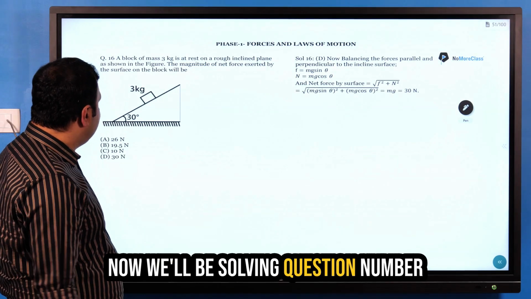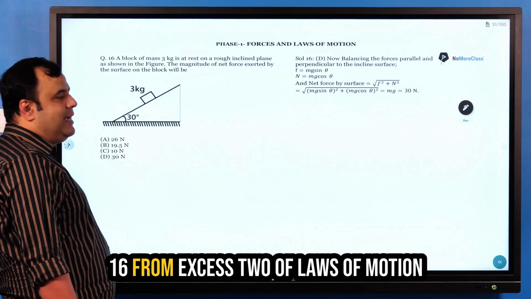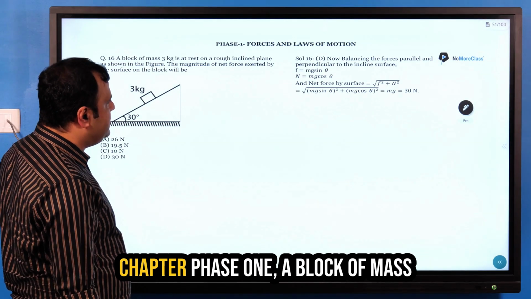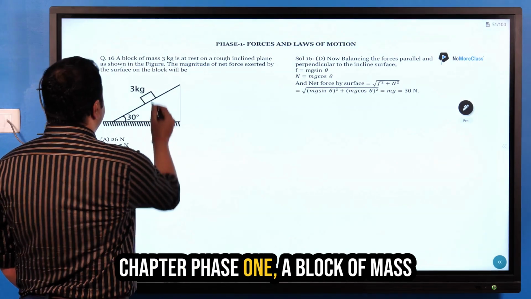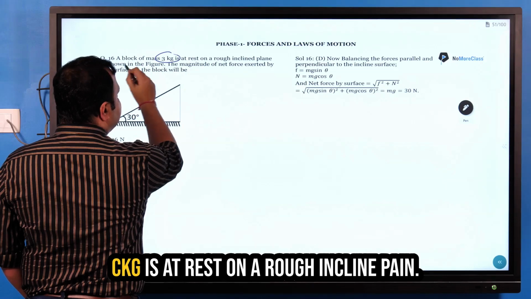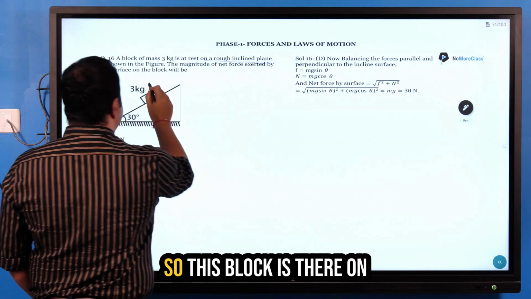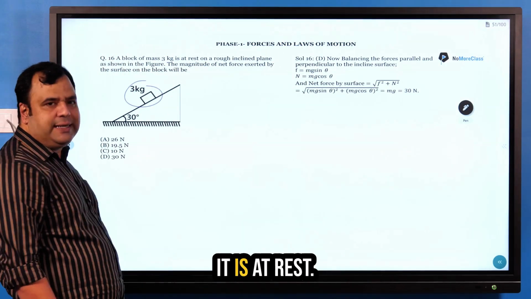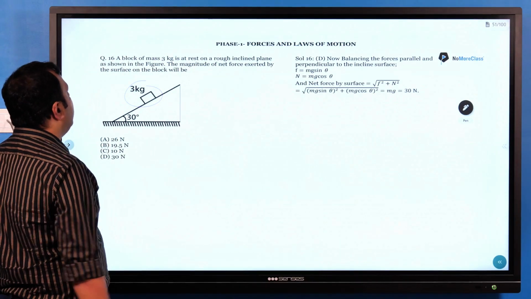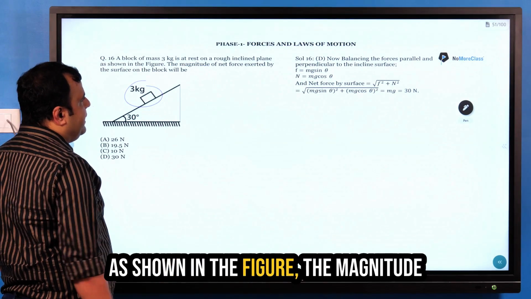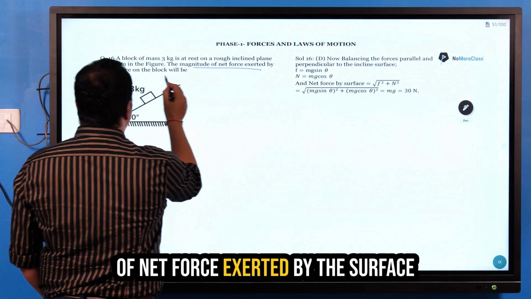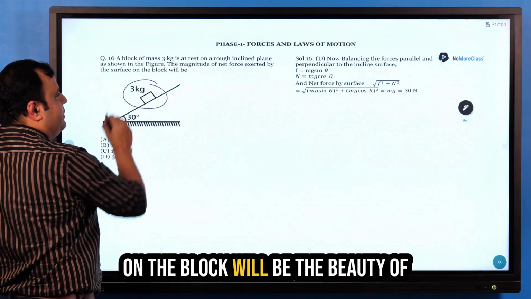Now we'll be solving question number 60 from exercise 2 of the Laws of Motion chapter, Phase 1. A block of mass 3 kg is at rest on a rough inclined plane. So this block is there on a rough inclined plane. It is at rest. As shown in the figure, the magnitude of net force exerted by the surface on the block will be.